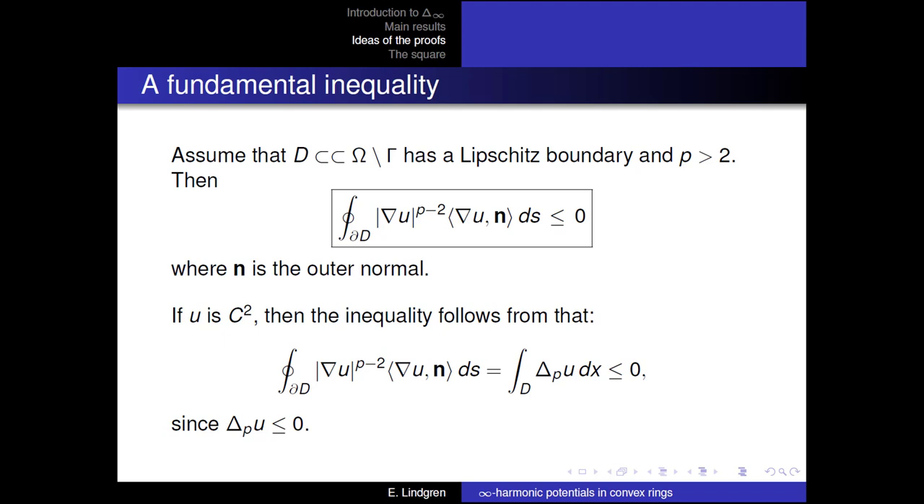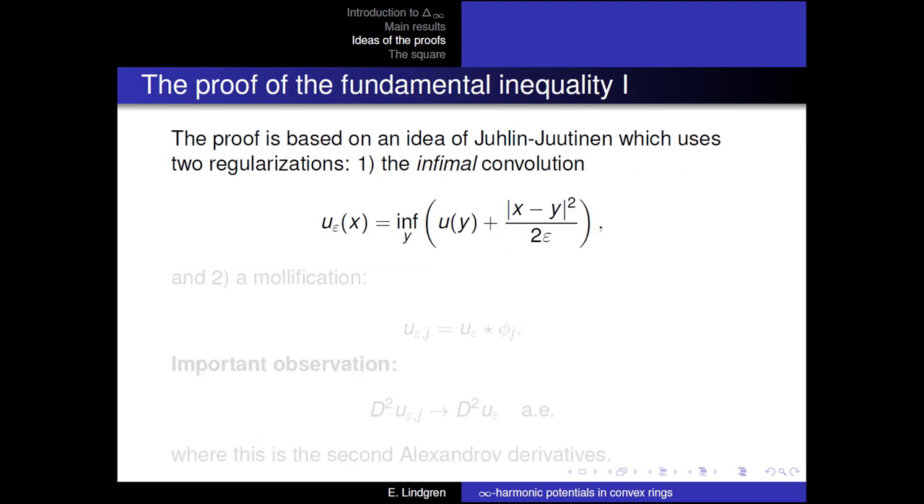So it's not C2, and in general, some things are easy to say that you can just do by approximation, some things are not so easy. So I'm going to say a few details about how you prove this. The idea behind the proof is a very neat idea due to Vesa Julin and Petri Juutinen, which they used to give another proof of the equivalence of weak and viscosity solutions of the P-Laplace equation.